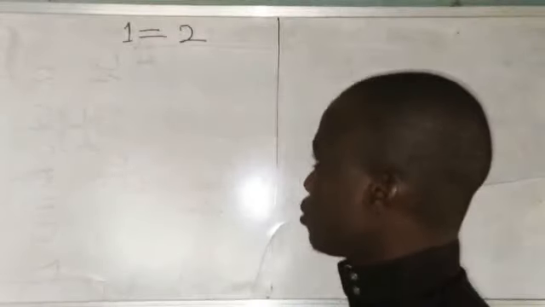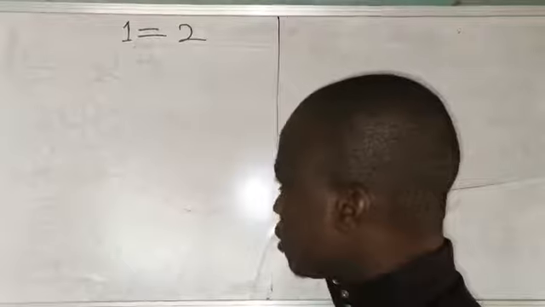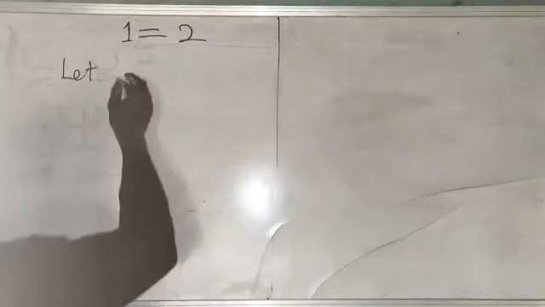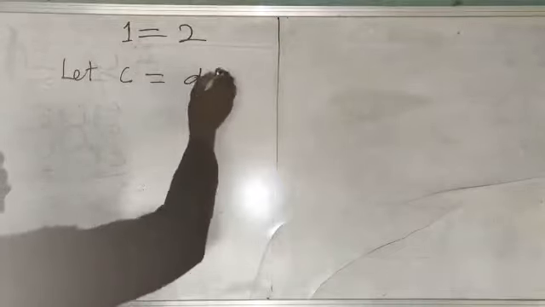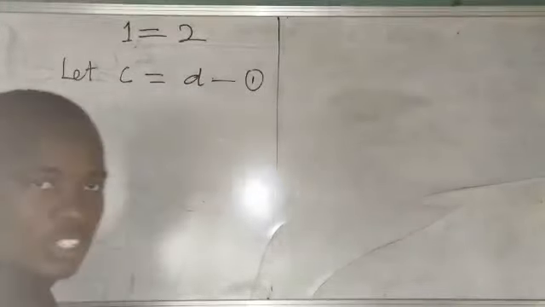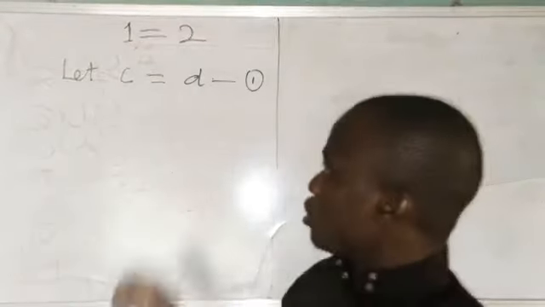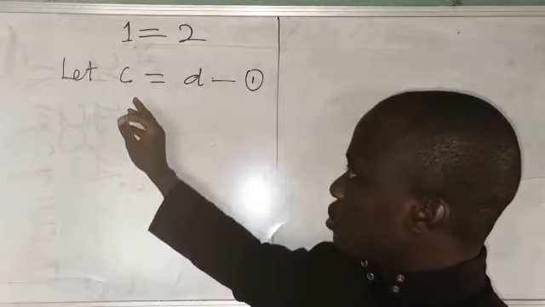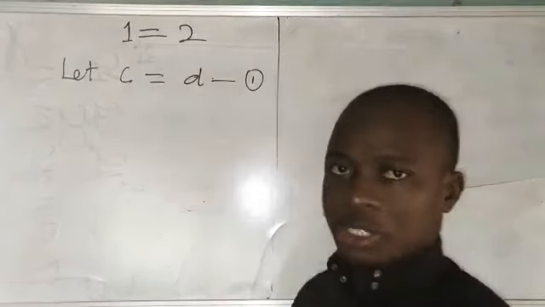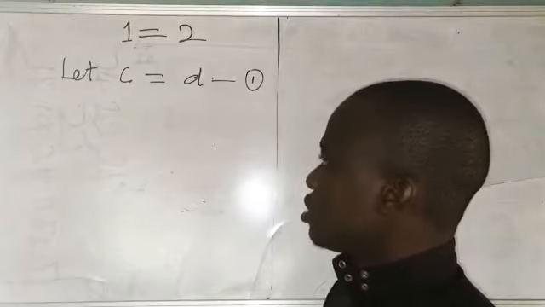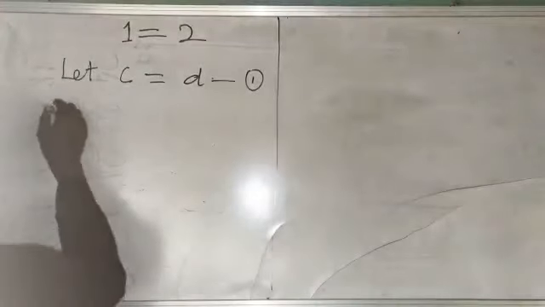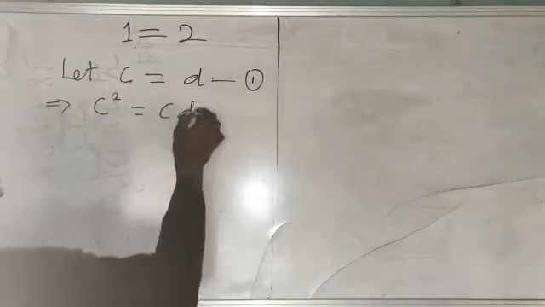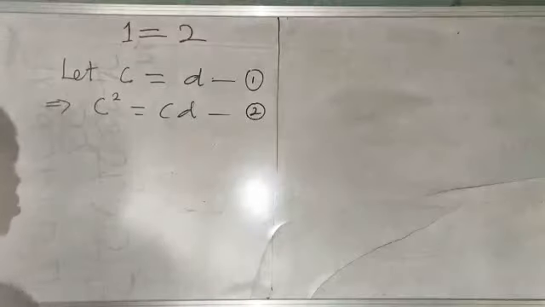Having this 1 equals 2, we are asking ourselves. Now I can say let C equal D. Call this equation 1. Now multiply both sides of this equation by C. We have C squared equals CD. This one is equation 2.